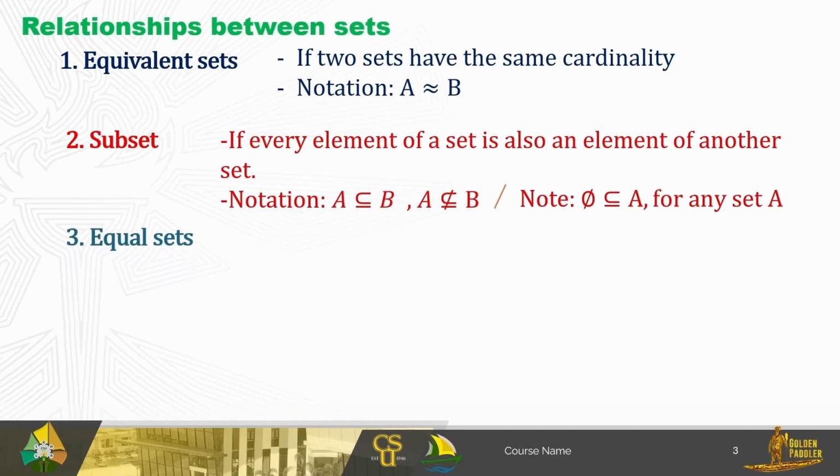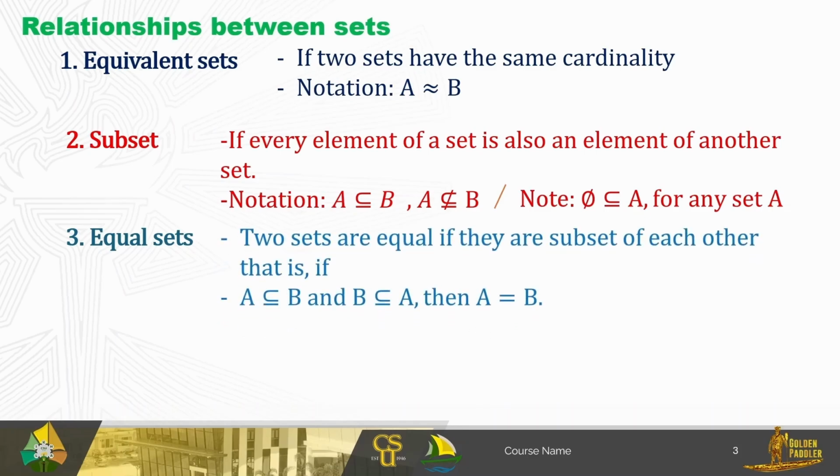And then we have another relationship, equal sets. Two sets are equal if they are subsets of each other. That is, if A is a subset of B and B is a subset of A, then we can say that A is equal to B.